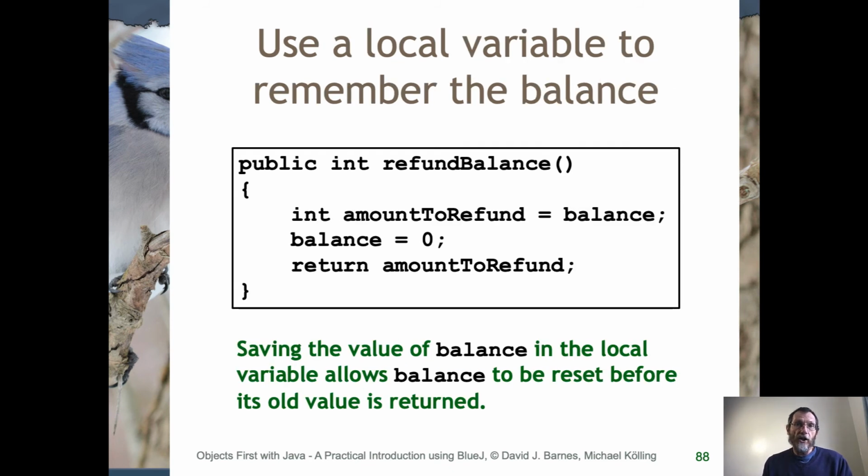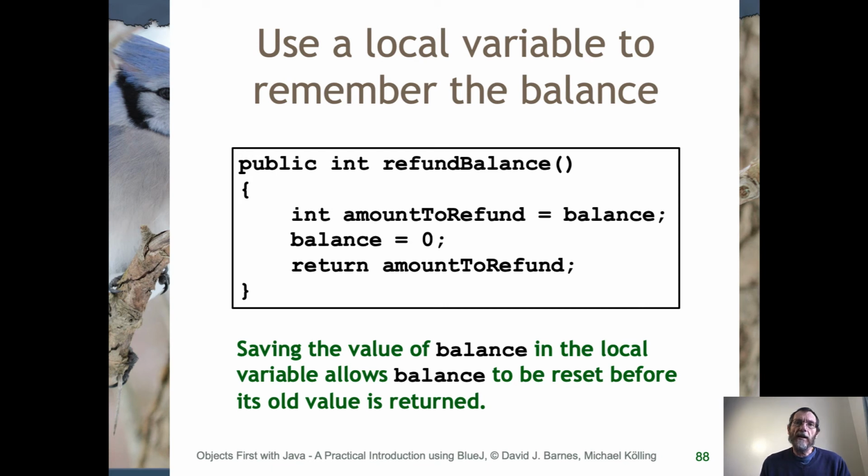So this is the solution that we're looking for. Essentially what we want to do is remember the current value of balance in a new local variable. So we declare a local variable called amountToRefund, and we're copying into that variable the current amount that's stored in the balance field. And having done that, we've now got two copies of that value. We've got it in balance, but we've also got it in amountToRefund.